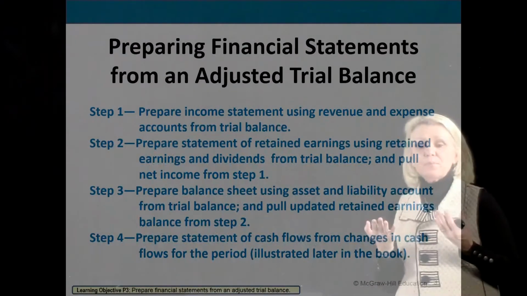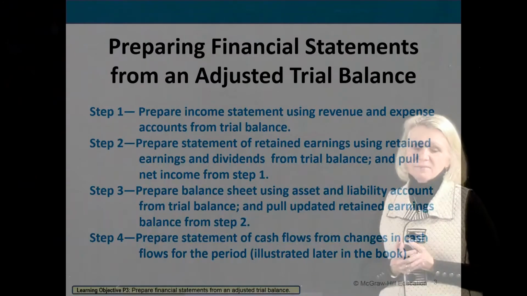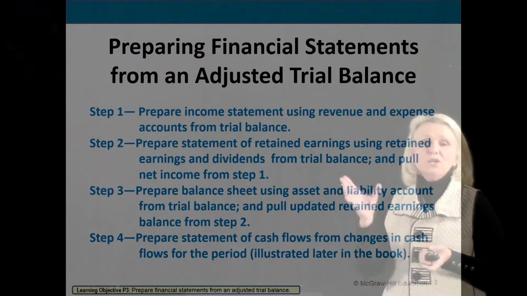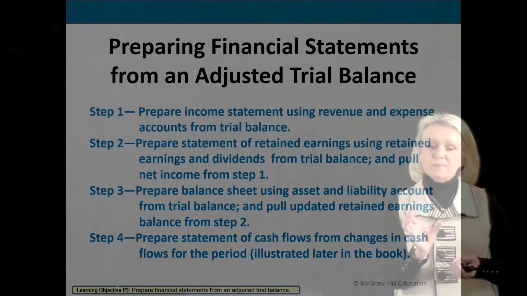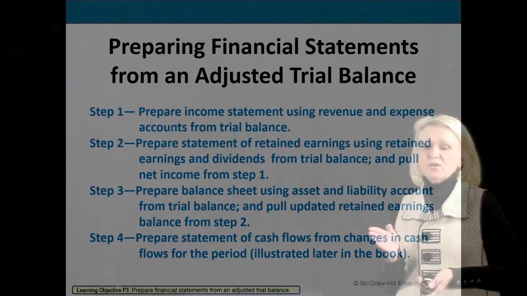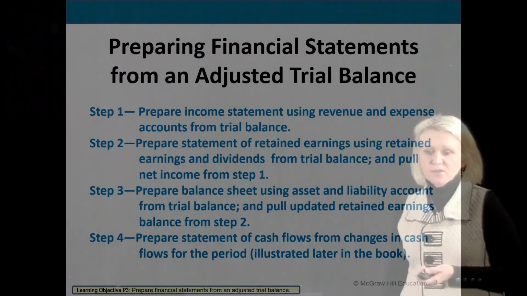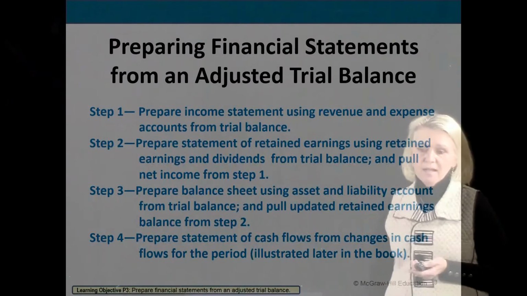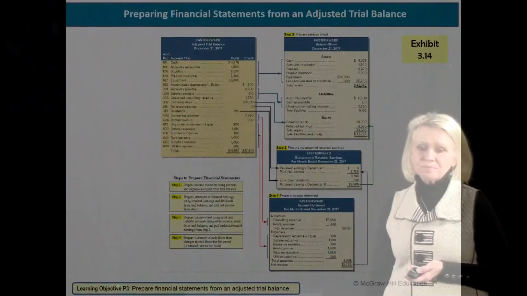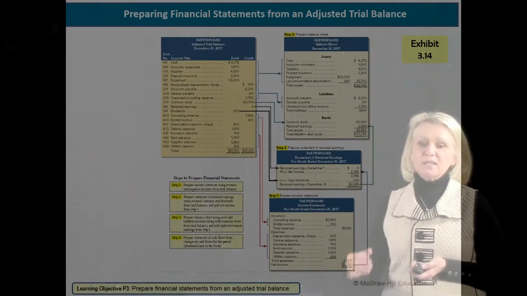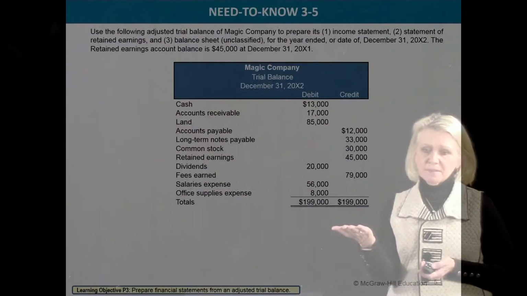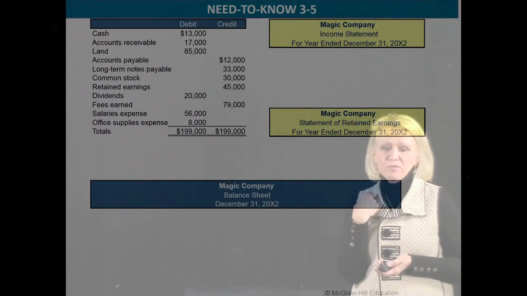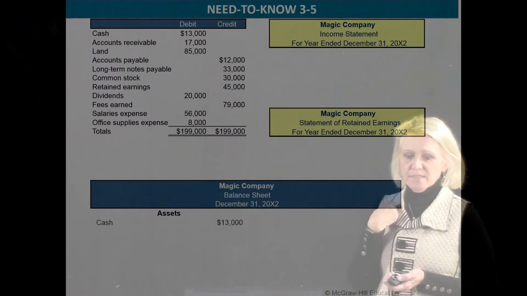Step three is the balance sheet. I've told you the balance sheet is nothing more than the accounting equation. Assets equals liability plus owner's equity. You put in the assets, you put in the liability, common stock, and then you pull the updated retained earnings from the statement of retained earnings. We are not going to move to cash flow statements in this class, so we don't need to worry about that. All right, so we've got this adjusted trial balance, and we move forward and do the financial statements.